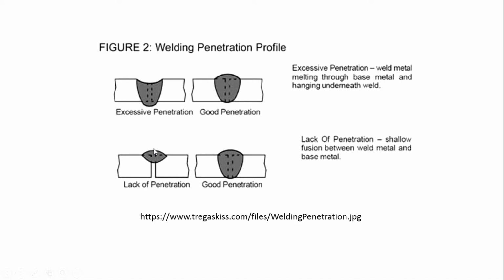Good penetration should be like this only; lack of penetration will be like this. So if you are applying the tensile load over here and here, this will be loose, that's it. Good penetration will always withstand more than 100% of the original strength.